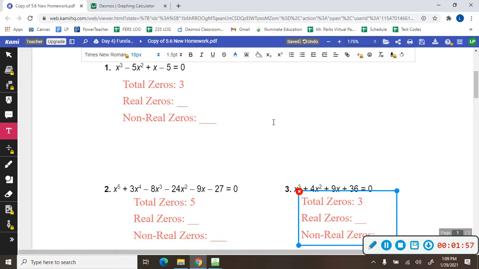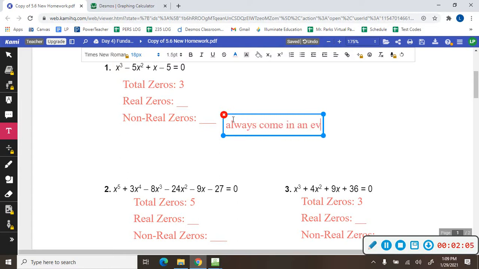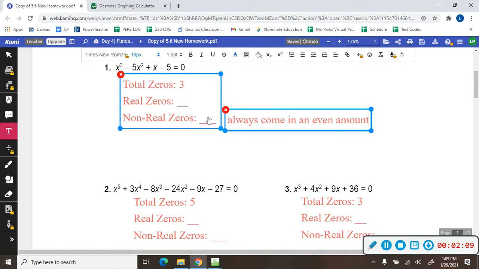Another thing to remember is non-real zeros always come in evens. So the number here has to be either 0, 2, 4, 6, 8, and so on. You cannot have one complex. You cannot have 3 complex. It has to be an even.